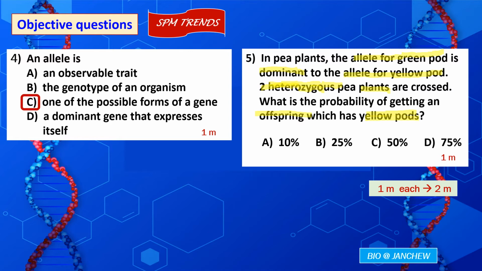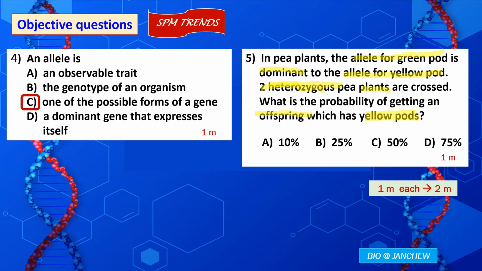Okay, so at this point, before I go on to the answer, you can pause the video and try to draw the diagram yourself based on the facts here. Just as a guideline, the first thing we need to do is to assign letters for the various alleles. For example, we know that in this cross, the allele for green pod and the allele for yellow pod are involved, right?